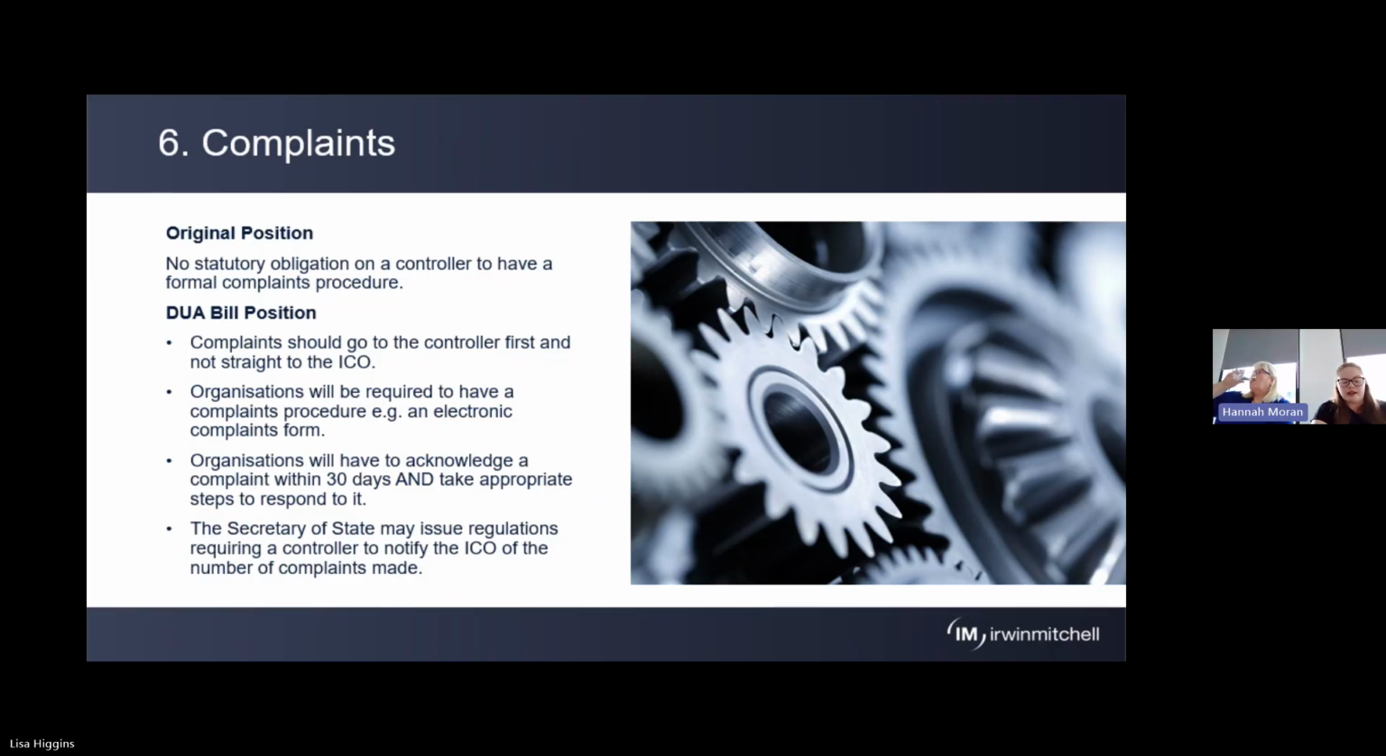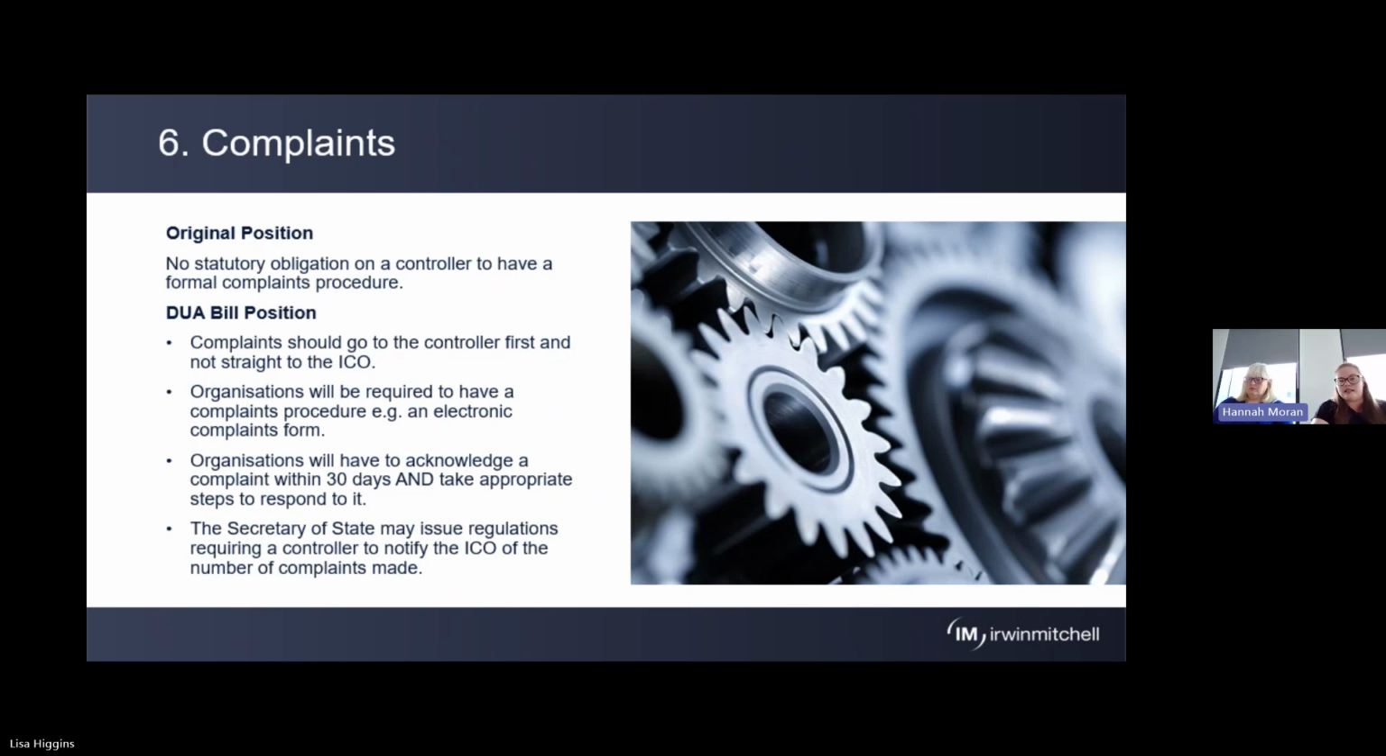Under UK GDPR, there is no requirement for an organisation to have a formal complaints procedure in place when it comes to data protection complaints. But under the new Act, you will need to have one. So complaints should be first submitted to an organisation before a complaint is submitted to the ICO.